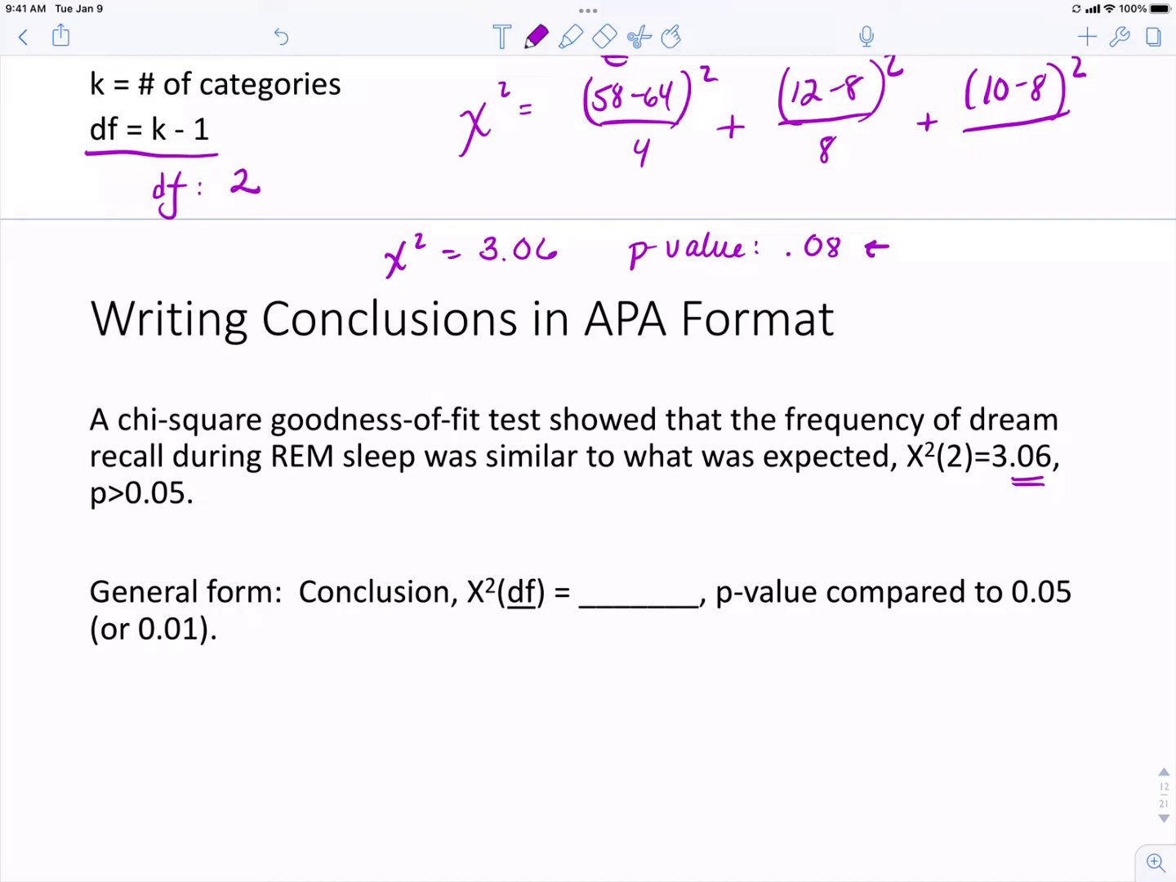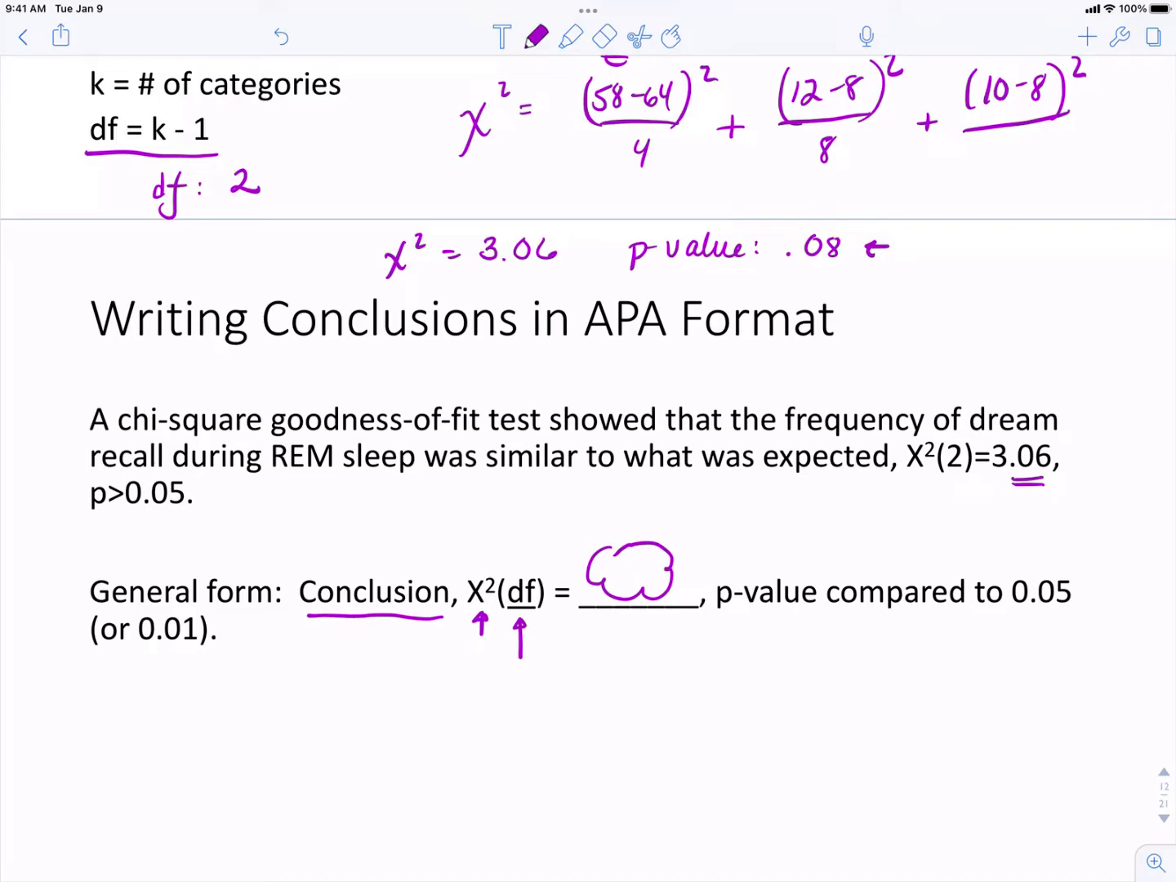So here's how you would write that conclusion in APA format. The general format is you write your conclusion in a sentence. You let the reader know that you used a chi-squared test analysis. Then you put in the degrees of freedom. You record your test statistic. And then your p-value is always compared to 0.05, or 0.01 if you have very strong evidence against your null hypothesis. So this is how we would wrap up that problem.